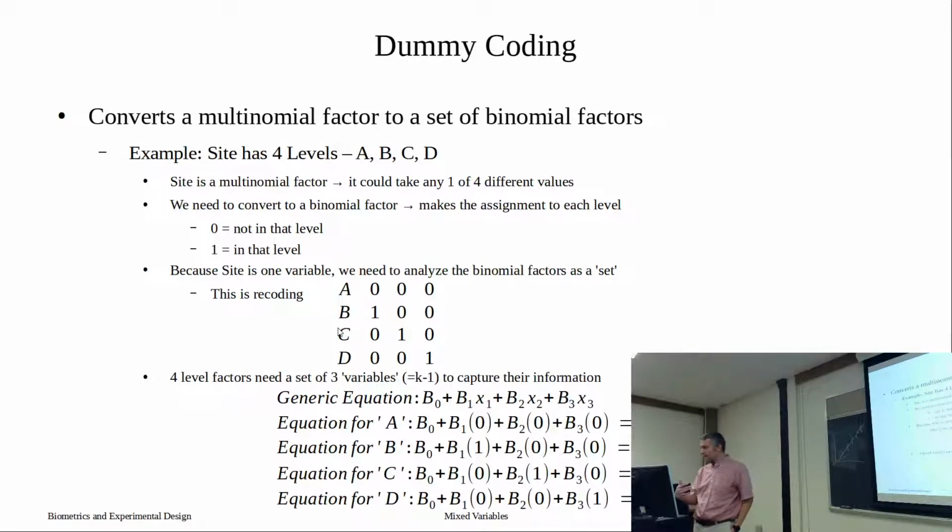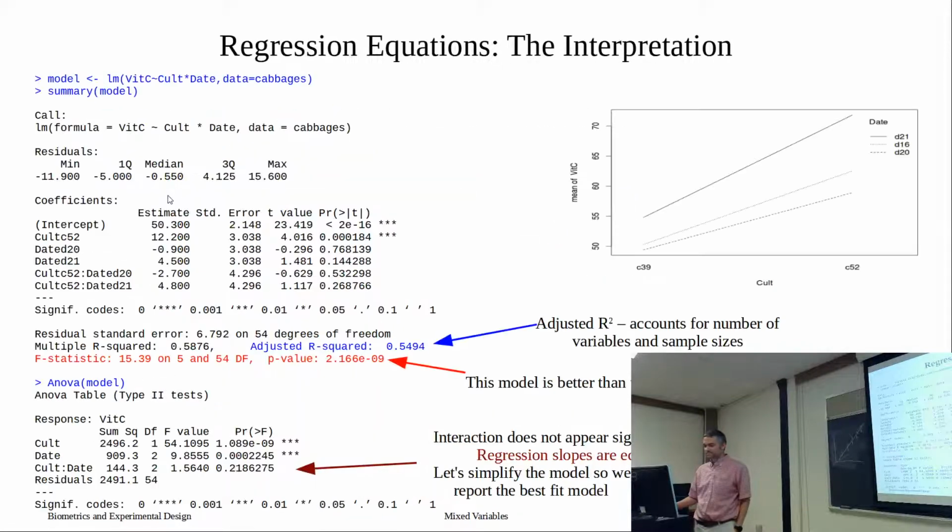This is why we don't see cultivar 39 in day 16. It's built into our intercept because of this dummy code. All right, so let's look at this summary. This is what's starting to get important for us. Here's our summary of our model. I called it model, I didn't call it mod full.